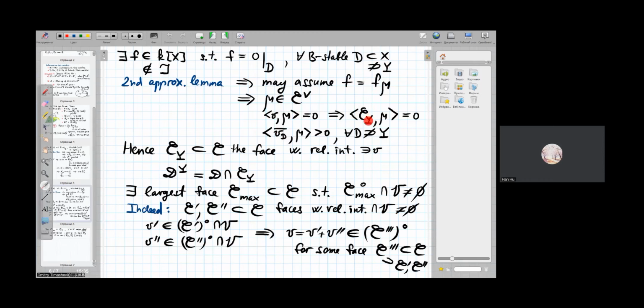So concluding, we can say that C_Y is spanned exactly by those generators of C for which we have equality here. And this means that C_Y is a face of C. Okay? C_Y is generated by this equality and inequality. Yes, I see. Okay.